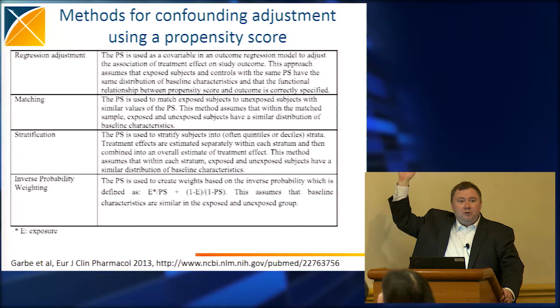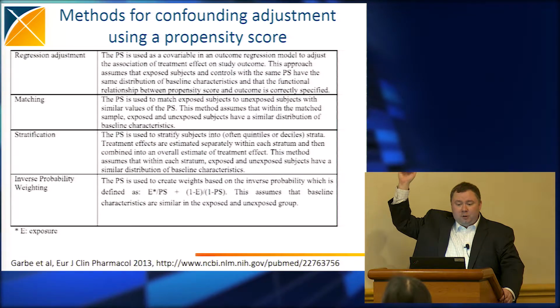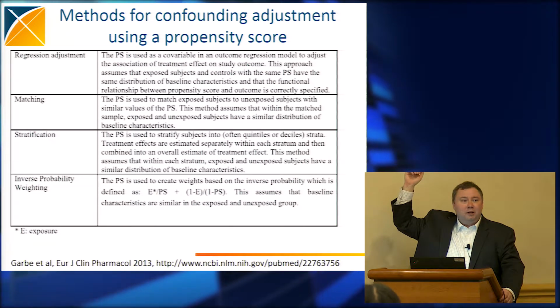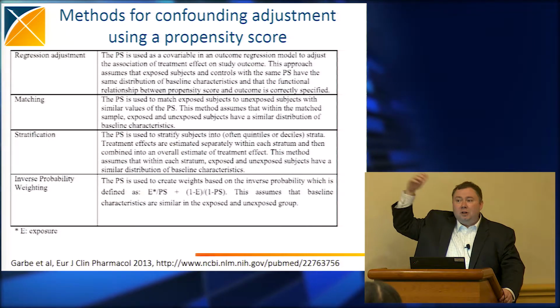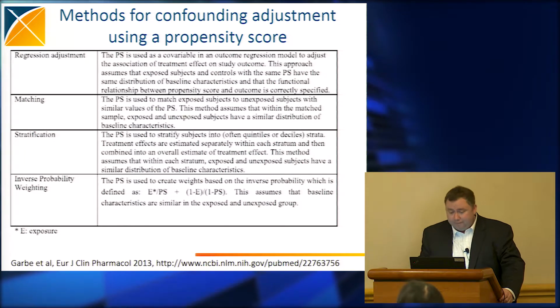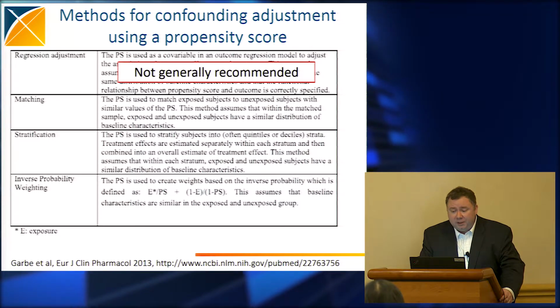Okay, how many do stratification? A couple other hands. How many people are doing inverse probability treatment weighting? A few hands. How many people are doing regression adjustment? A couple hands. Okay. So there's diversity of choices that you get to make as part of this design thing.